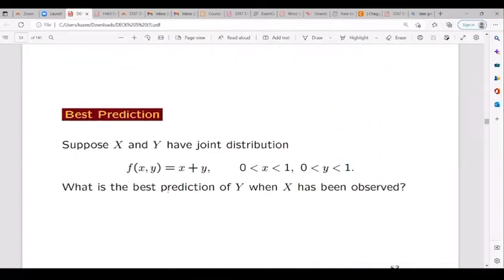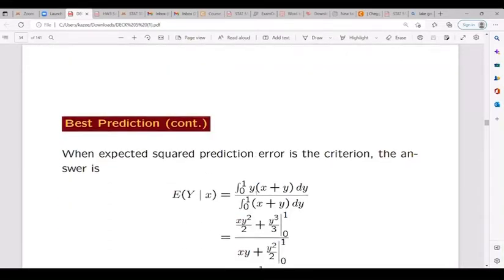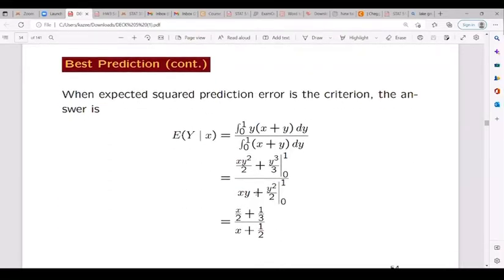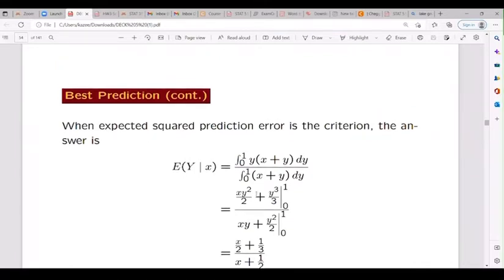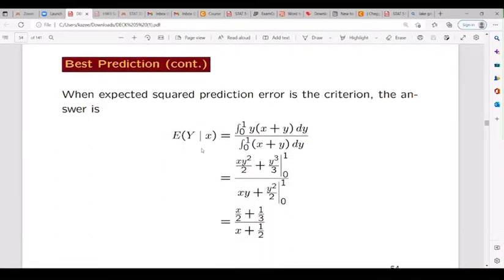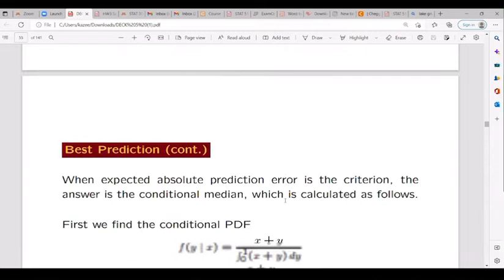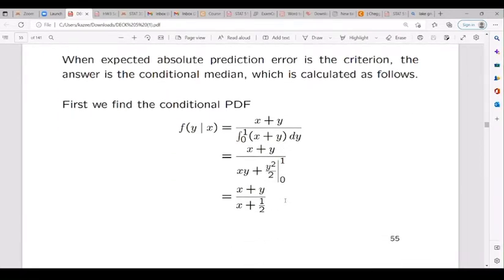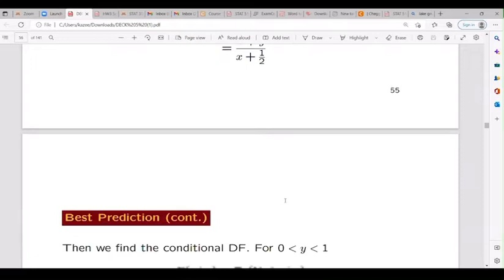Look at that. What is the best prediction of y when x has been observed? That's a conditional. It means I'm going to find the conditional mean, not a conditional median. But here they did not specify, so it means you're going to do it for the two criteria. If I'm assuming expected square prediction error, I'm actually going to find the expected value of y given x. If we follow what we did before, that would be fantastic. At the end of the day, you have your f of y given x to be that.